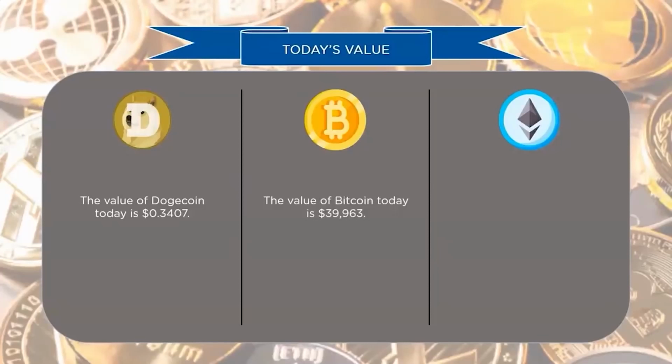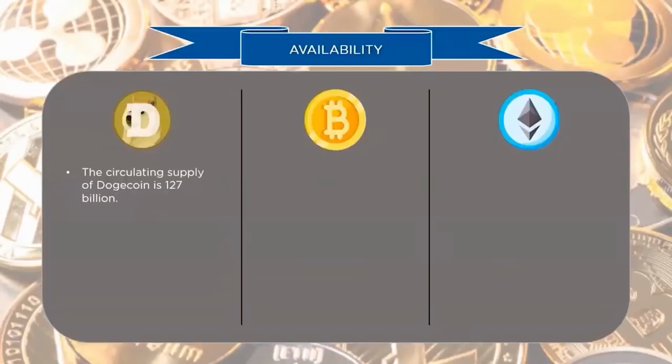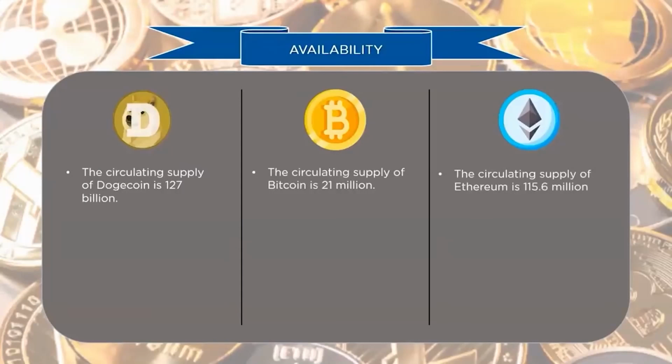Now we have reached the last comparison of Dogecoin, Bitcoin and Ethereum, which is availability. The circulating supply of Dogecoin is 127 billion. Bitcoin, very low as compared to Dogecoin, is just 21 million in circulation. Ethereum, on the other hand, is said to be unlimited, but till today, the circulating supply of Ethereum is 115.6 million. Till today, 113 billion Dogecoin has already been mined.